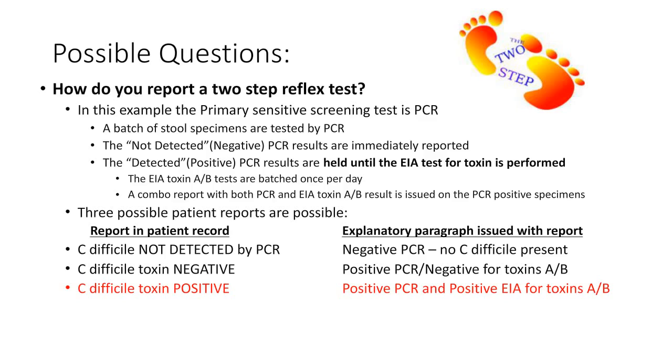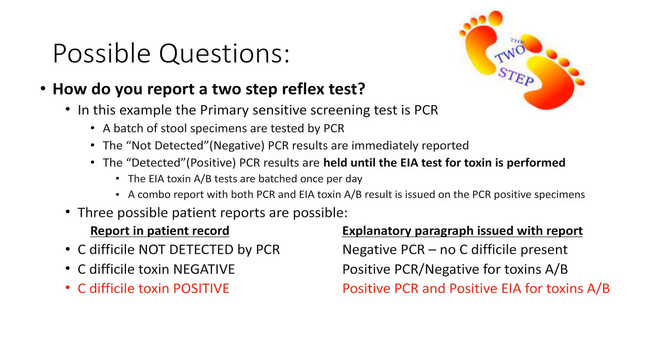After we do the batch testing of the EIA, we report a combo report with both the PCR and EIA toxin A and B result for these PCR positive specimens. So on the left-hand side, we have the possible reports that would be issued from our two-step reflex testing.